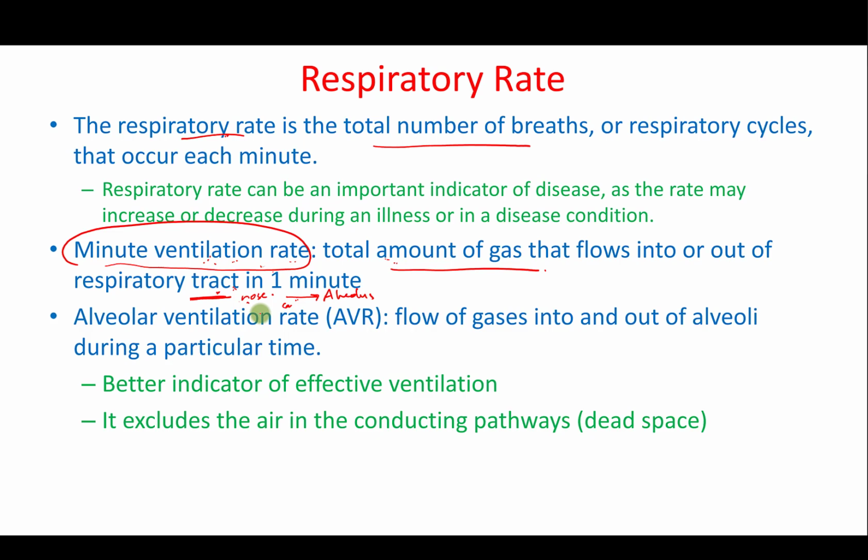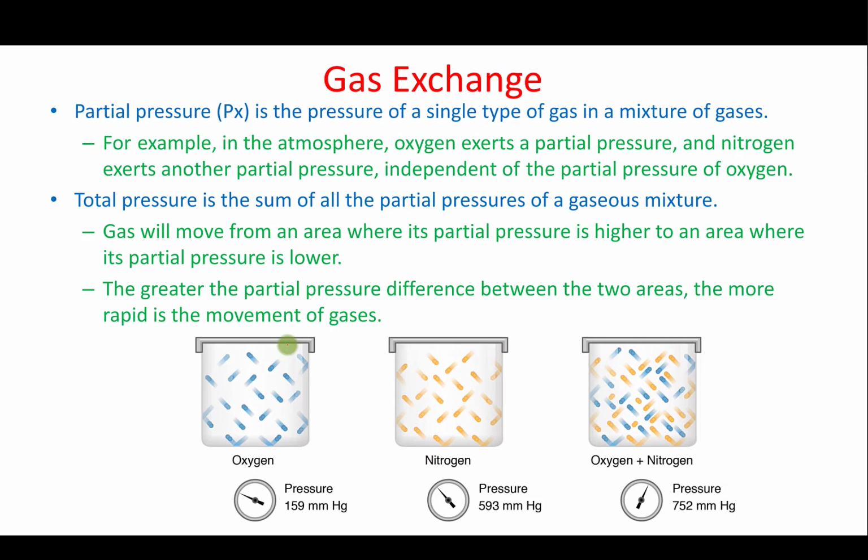Therefore, they came up with something called the alveolar ventilation rate, which is the flow of gases in and out of the alveoli. So now we are measuring how much air comes into each alveolus, and this air is the one that will get the gas exchange. So this is a more accurate measurement of respiration, the alveolar ventilation rate, versus minute ventilation. So I'll stop here. In the following video, we'll talk about gas exchange.